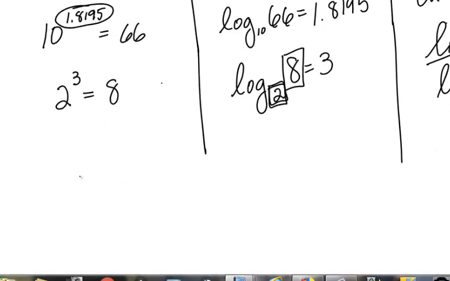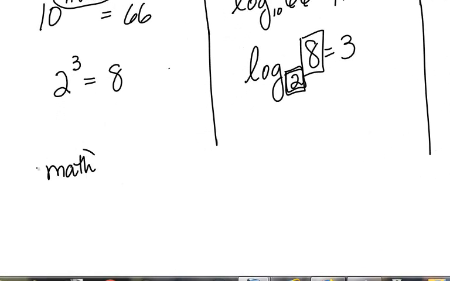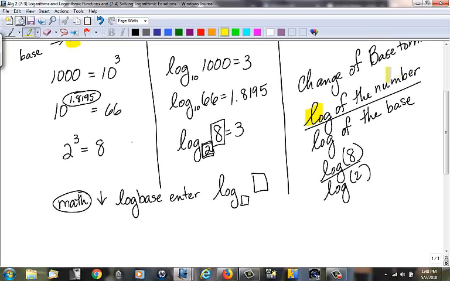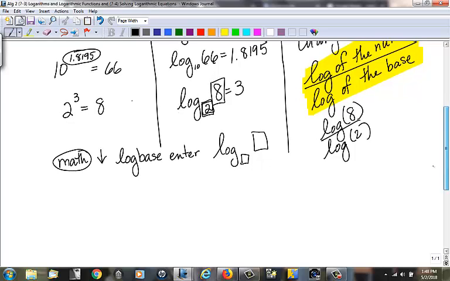So what we did was, we did the math key. We went down to where it said log base, and we pressed enter, and then it puts in the box for the base and the box for the number. You just fill those in. But there may be a time where you don't have a graphing calculator that has that on there. So that's why it's critical that you know this change of base formula. It's always the log of the number divided by the log of the base. Okay, let's go on with some more examples.